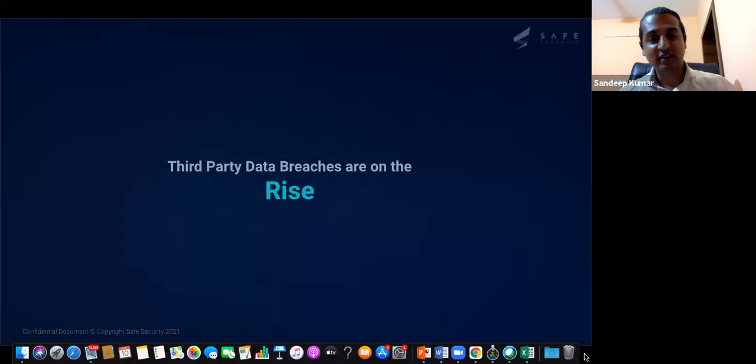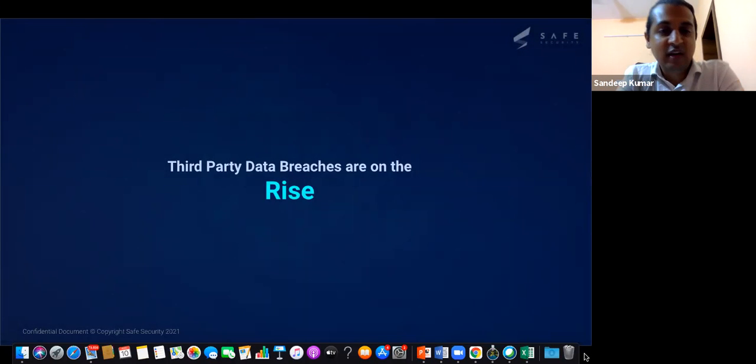So moving forward, coming back to today's topic, which is all about third-party cyber risk management. Of course, third-party data breaches are on the rise. Until some time back, organizations almost entirely dedicated their cyber efforts to securing their network perimeter. Today, the same organizations are increasingly worried about the third parties they work with and the third-party risk they are inheriting.